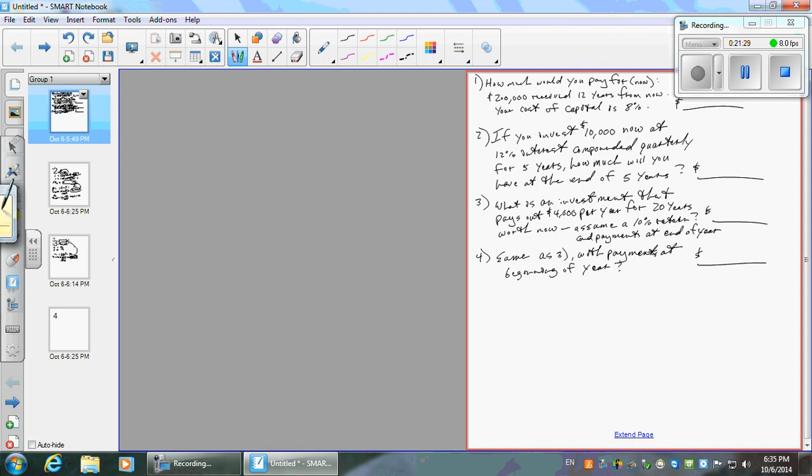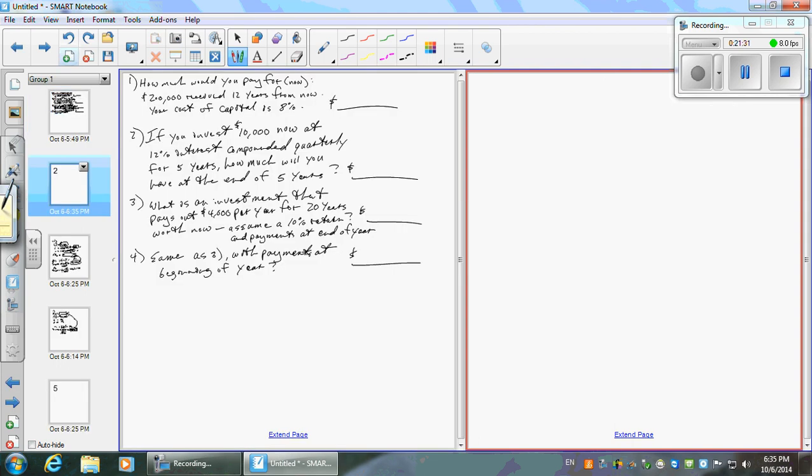Let's go back to this. Add another one. Number 3. What is an investment that pays out $4,000 per year for 20 years worth now? Okay, when you see exactly the same payment every period, no period skipped, and the interest rate doesn't change, it says 10% per period, right? Okay, per year. What are you looking at?